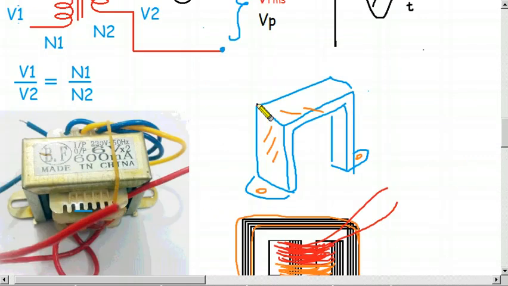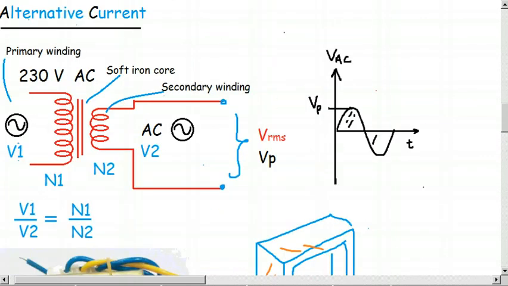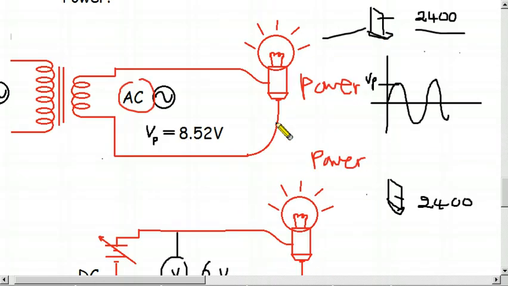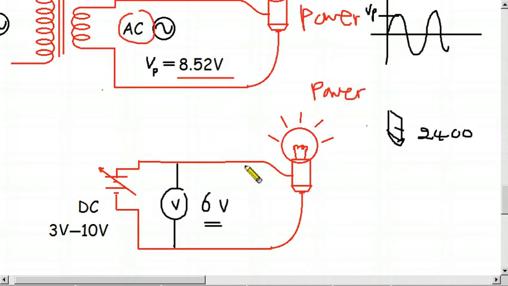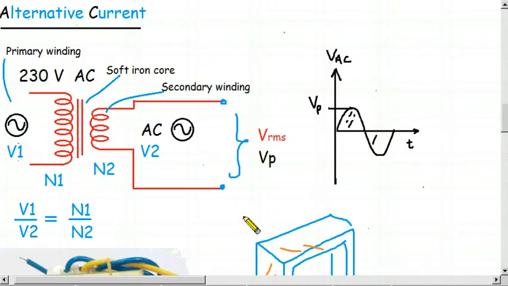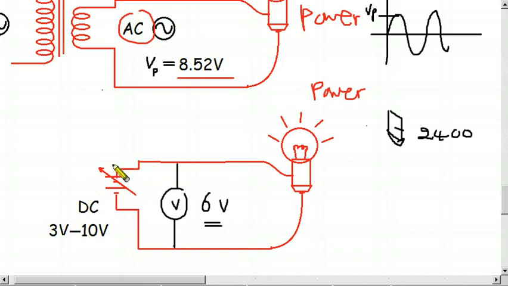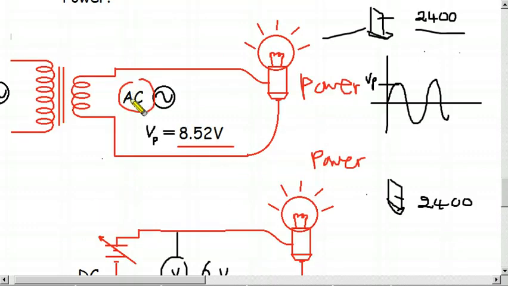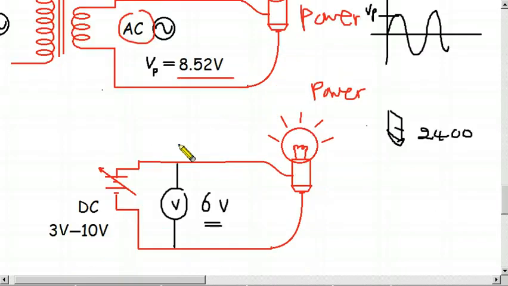So in this graph, it is a little bit smaller value. You see, this one is 8.52, this one is about 6 volt. So that is the steady voltage, because this battery supplies a steady voltage. It doesn't change up and down, positive and negative, as this transformer does. A transformer usually gives a voltage always changing from positive to negative like this. But this DC voltage is steady.